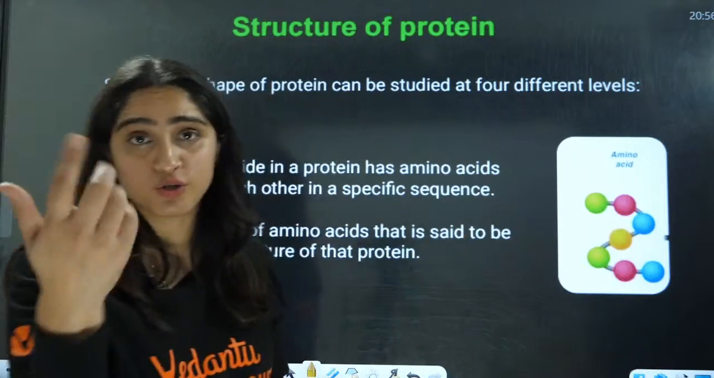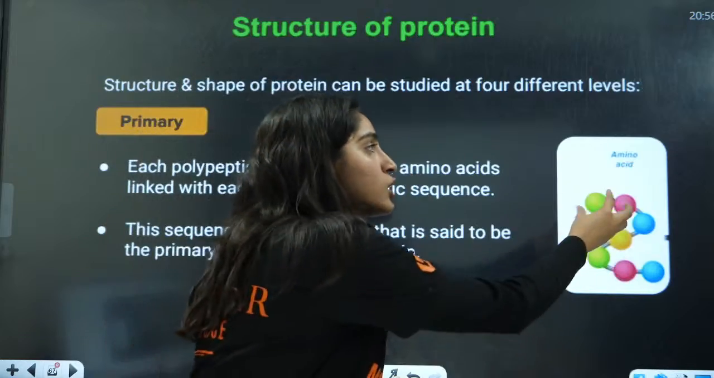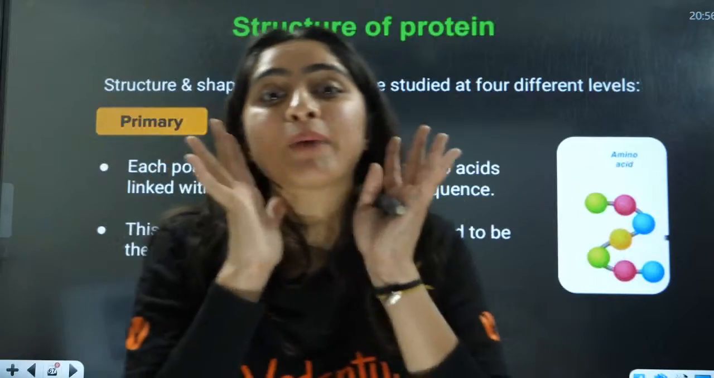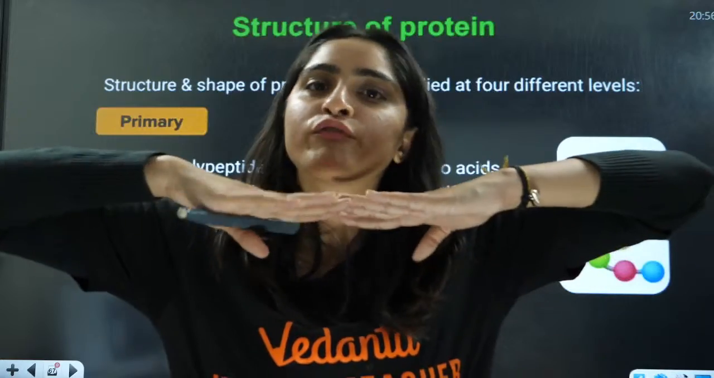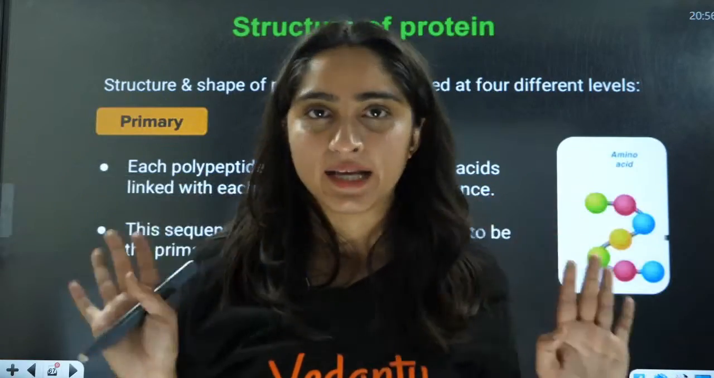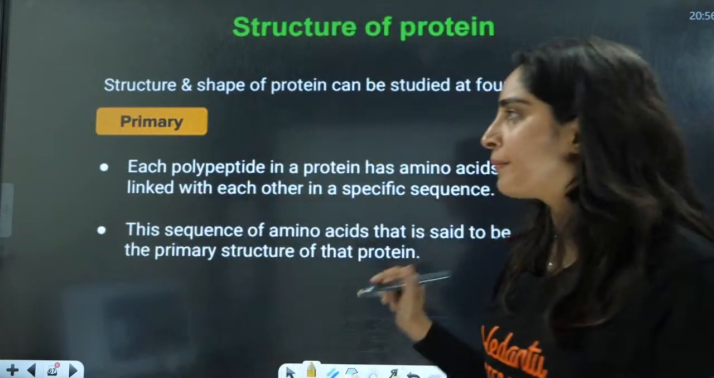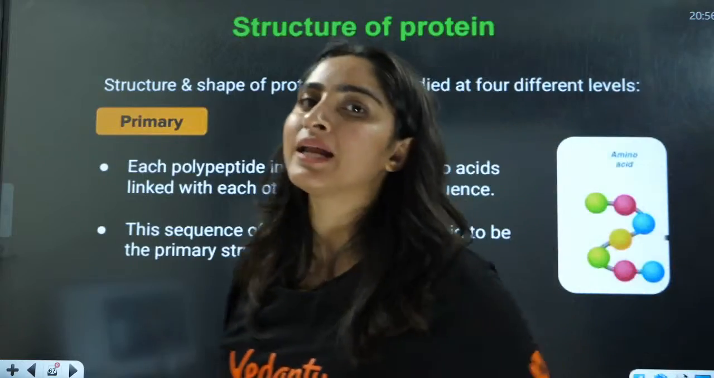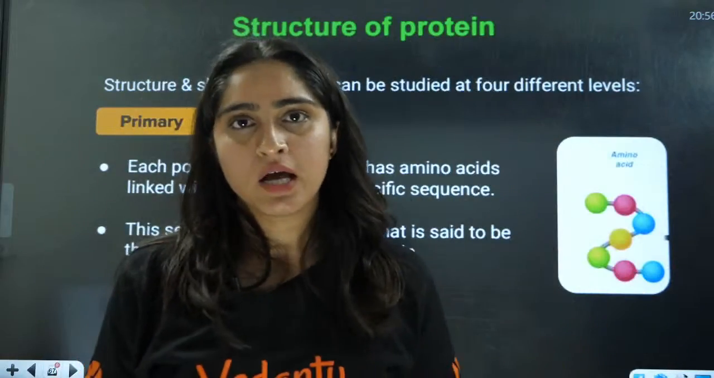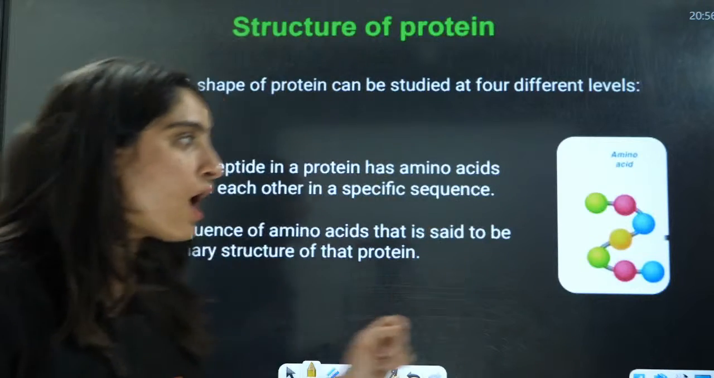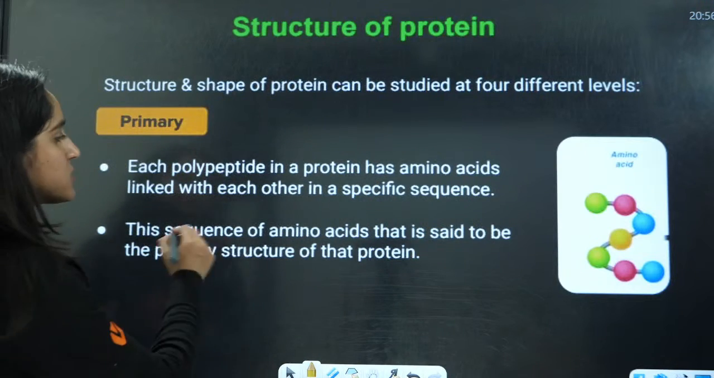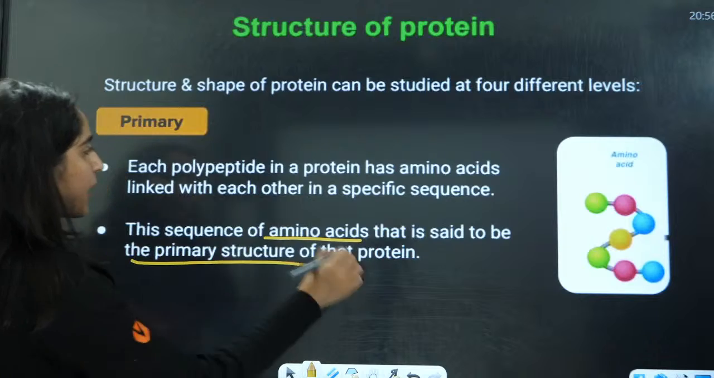Here you are zooming out, sorry, not zooming in. The primary structure is the linkage of two amino acids, that is peptide linkages. That is the primary linkage, the peptide linkage between two amino acids. Now, what is the secondary? This sequence of amino acids is said to be the primary structure.